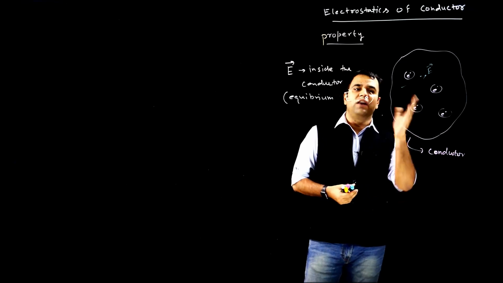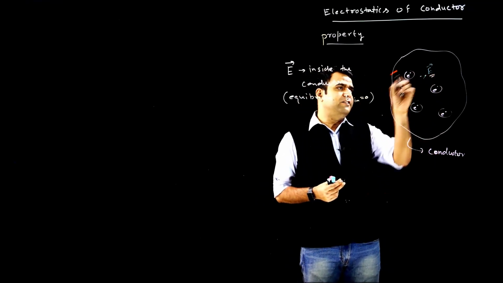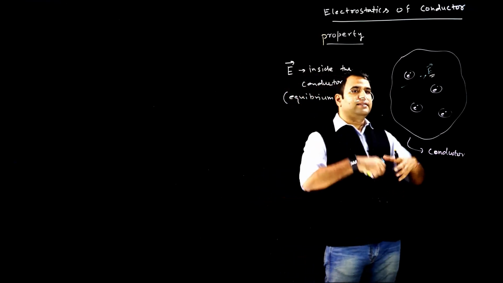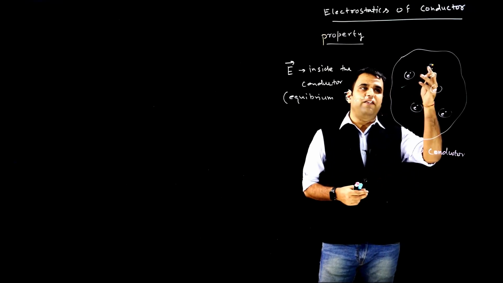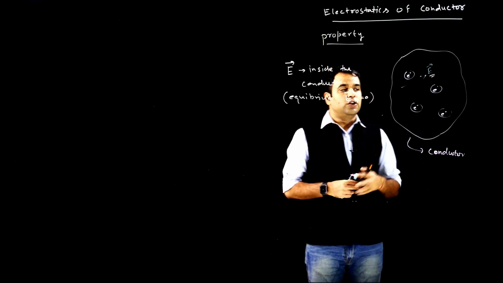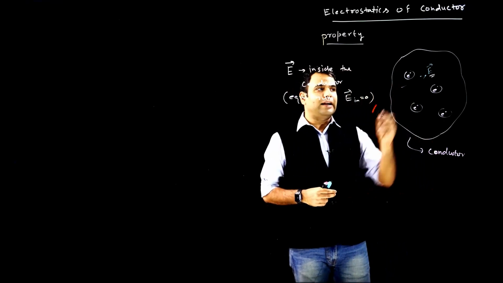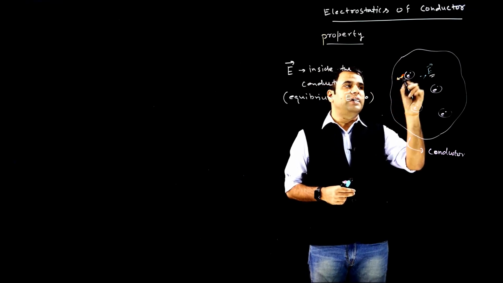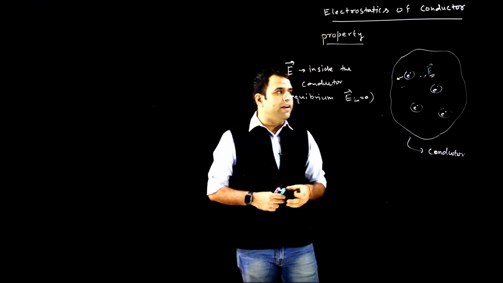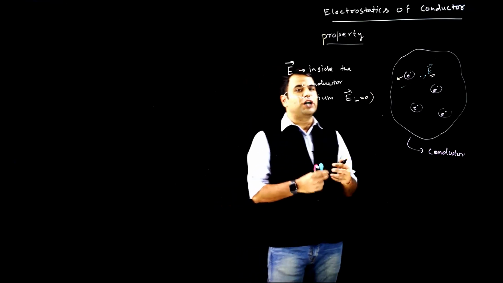The moment the electric field comes inside the conductor, these free electrons will experience a force due to this electric field. Since this conductor has a lot of charges, those charges will experience an electrostatic force, and that force will be opposite to the direction of the existing electric field. So due to this non-zero electric field, these electrons will start moving, and the redistribution of charge will happen.